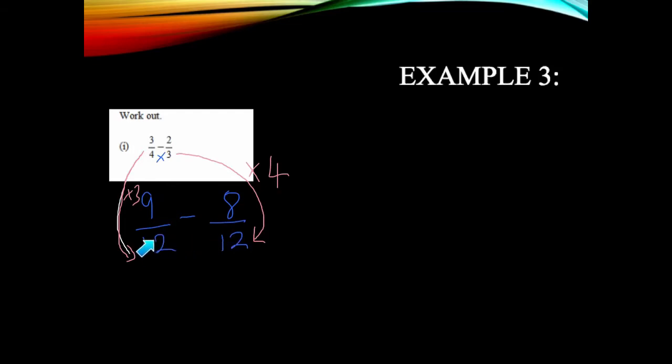The numbers on the bottom are the same, which means I can now just deal with the tops. 9 take 8 is 1. 1 over 12.